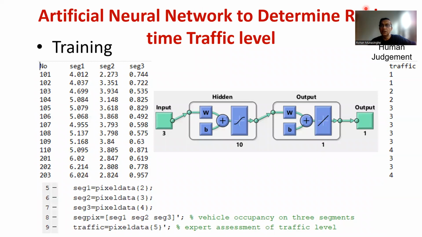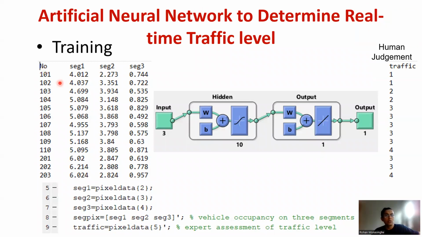Here you can see a set of images broken into near, mid, far sections, and then normalized pixel counts in each section. And this is the human judgment. So this photograph we have judged as traffic level 1, and this is up to about traffic level 4. We don't have a traffic level 5 here because it's just part of the training data set. But if you look at the entire data set, all kinds of traffic levels are there: number 1, number 2, number 3, number 4, and number 5.